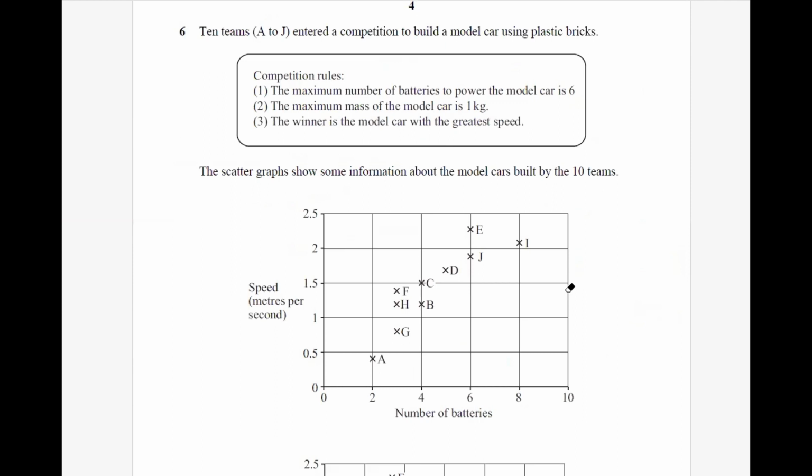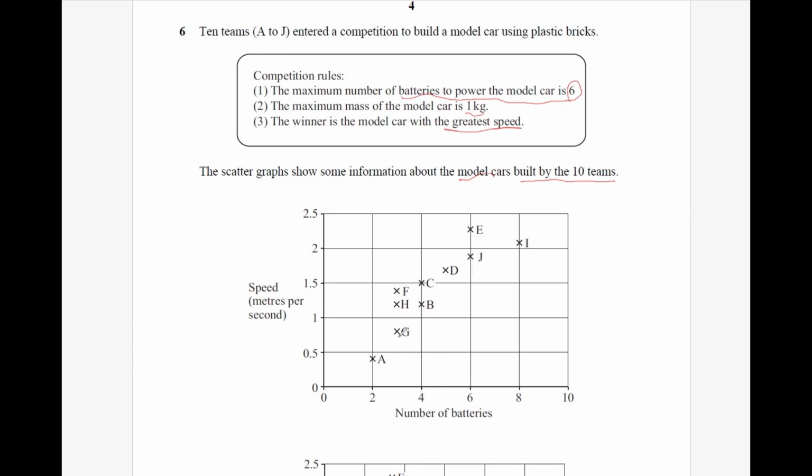Ten teams A to J entered a competition to build a model car using plastic bricks. Competition rules: the maximum number of batteries to power the model car is 6. That means no team can use more than 6 batteries. The maximum mass of the model car is 1 kg. The winner is the model car with the greatest speed. Okay, the scatter graph shows some information about the model cars built by the 10 teams.